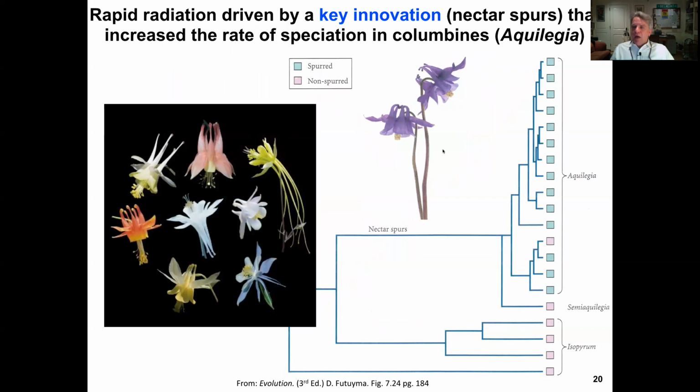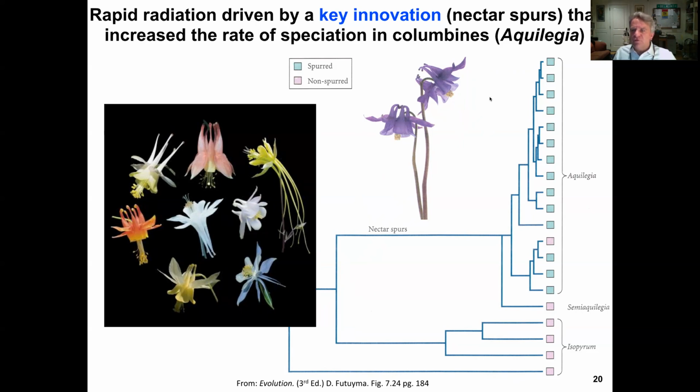Okay, now let's talk about something that's not extrinsic, something that is intrinsic. Are there aspects where lineages evolve traits that allow them to diversify at a higher rate than would be expected with lineages without that trait? So here is a really neat group of plants called the columbines that you find on the Pacific coast of North America. So if any of you are from California, you've probably seen these if you've been out and about hiking on the Coast Range.